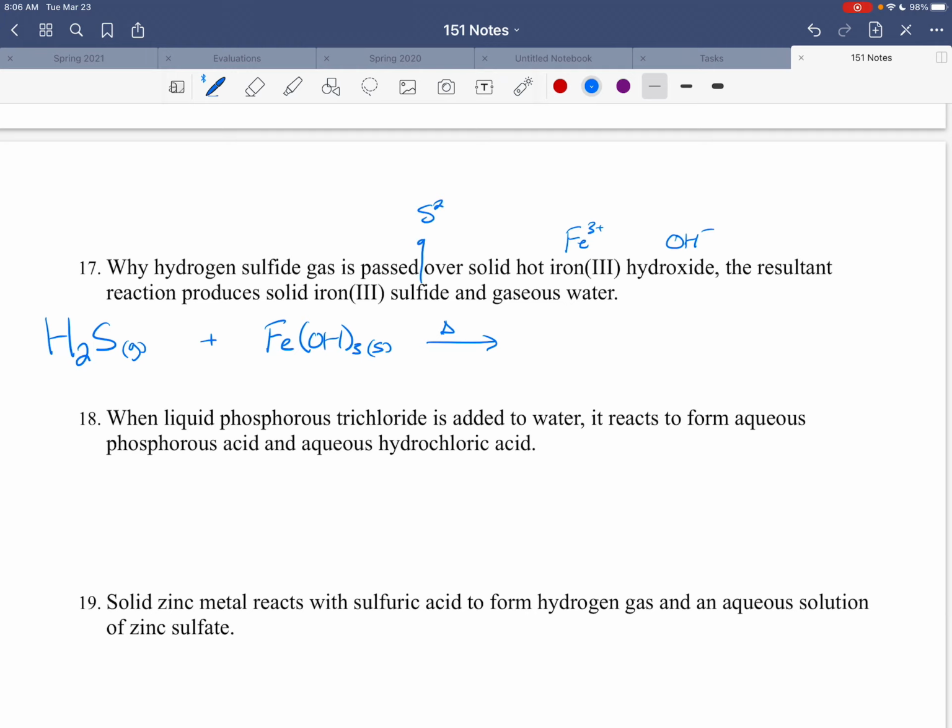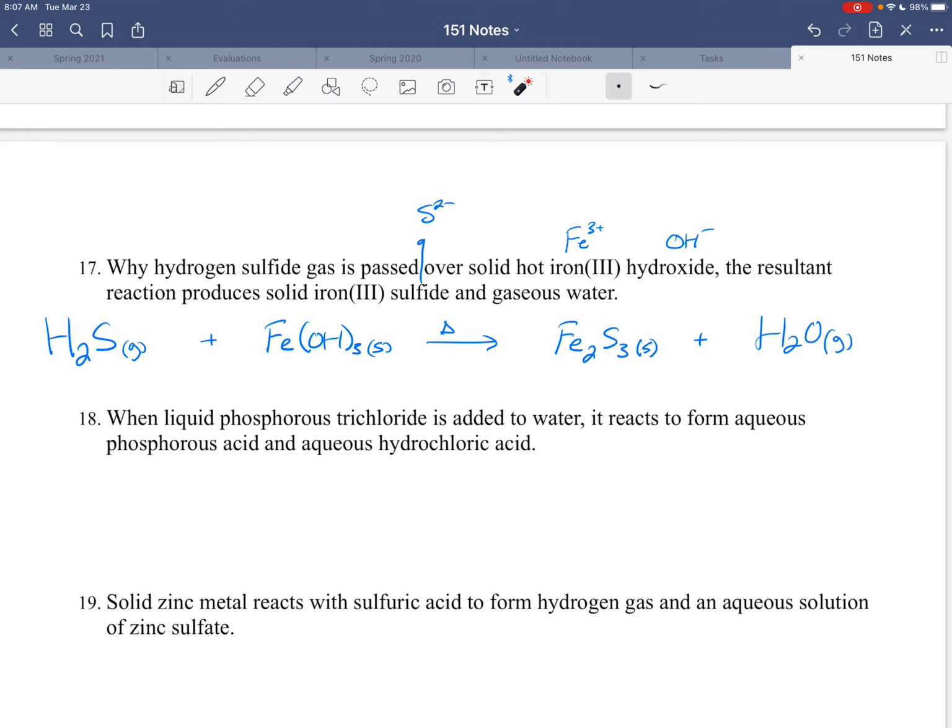Sulfide is S2 minus, right? So that would be Fe2S3, solid, and gaseous water, H2O gas. Okay. Let's look. Is this balanced here? We have for iron. Iron is not.